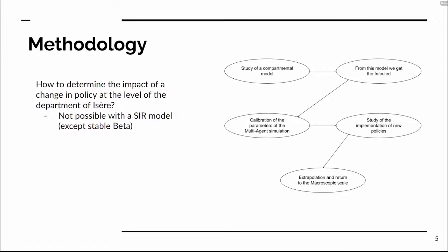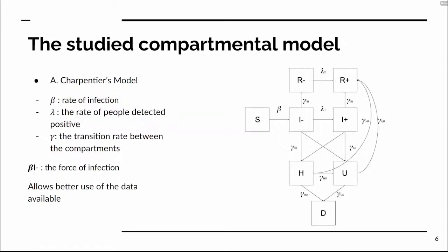Why we have to do that is quite important: it's not possible with a compartmental model to predict anything, except if the beta stays constant, which is completely false, because the beta will change depending on the policy applied. Even if we don't change the policy, people will get bored over the time of the quarantine, for example the lockdown, and will disobey, and that kind of behavior will change the beta value.